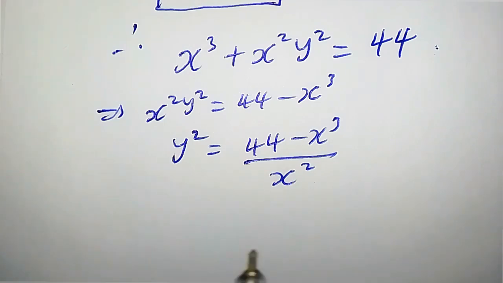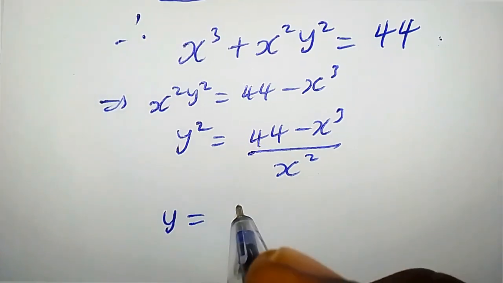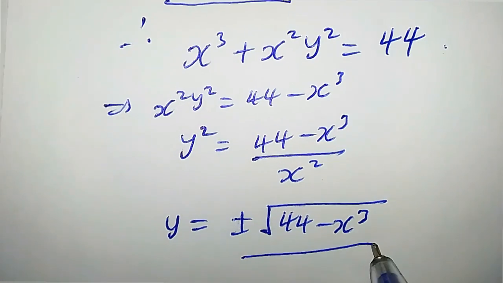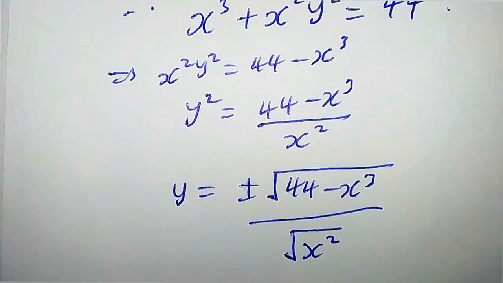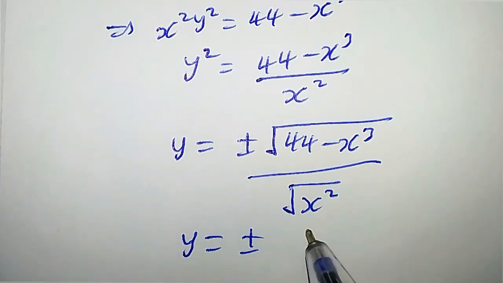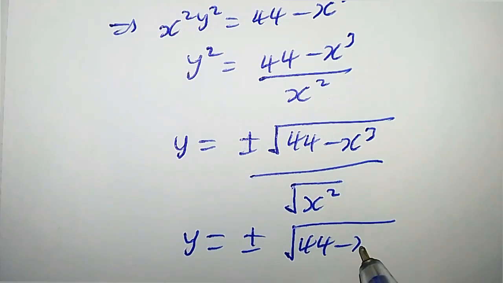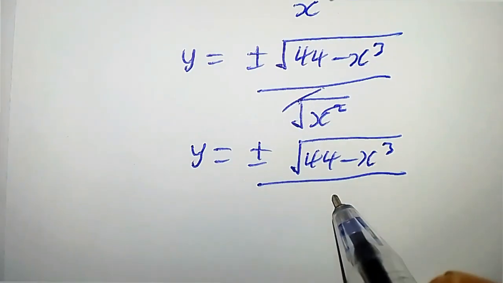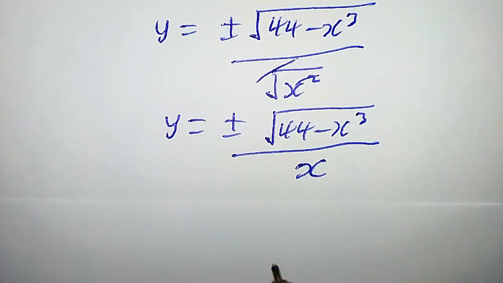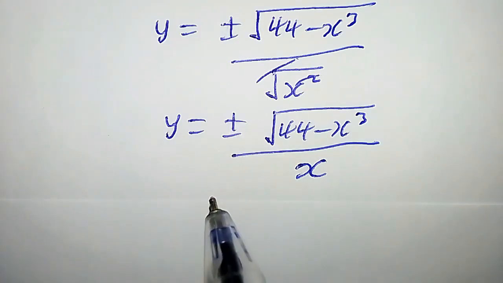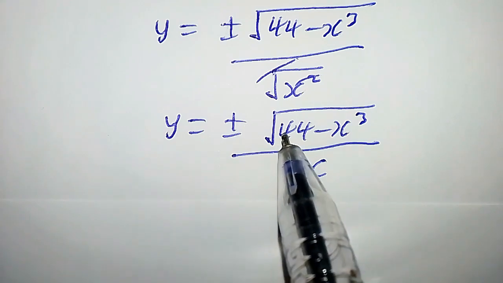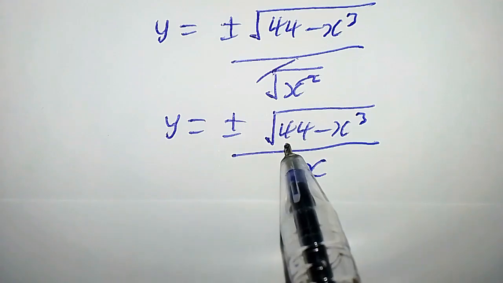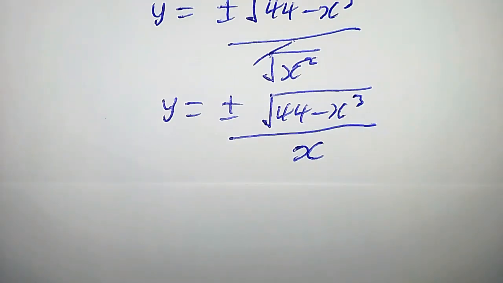If we take a square root of both sides, we simply have y equal to plus or minus square root of 44 minus x cubed over square root of x squared. Y equal to plus or minus square root of 44 minus x cubed over, this bigger square root takes care of this power, we have x. Notice that this notation plus or minus means y has to be equal to square root of 44 minus x cubed over x, or y equal to minus square root of 44 minus x cubed over x. But there is another way to handle this.